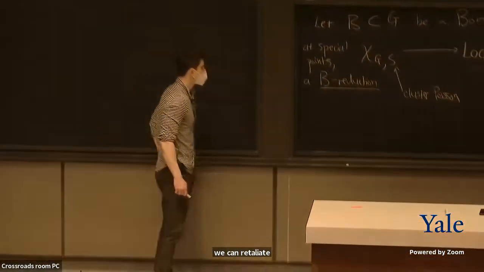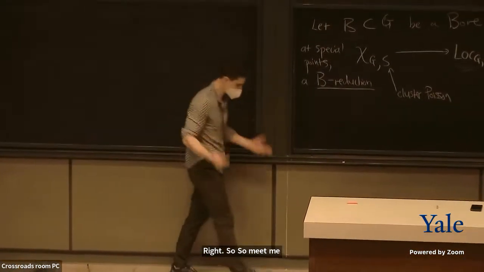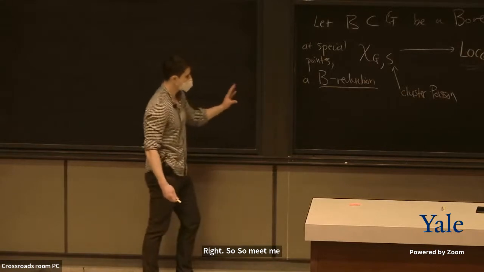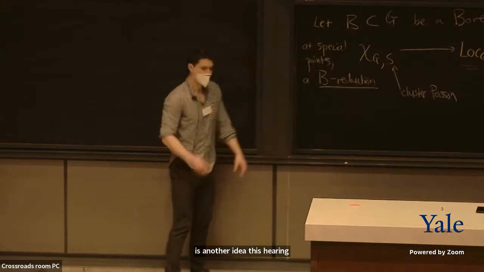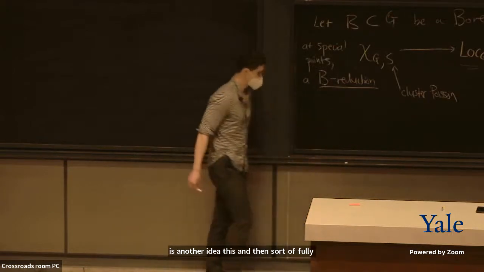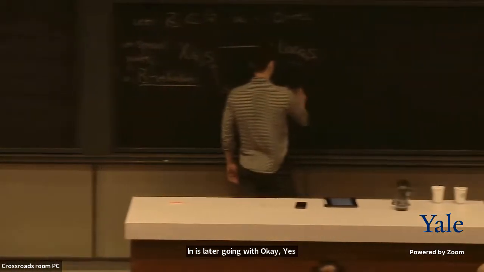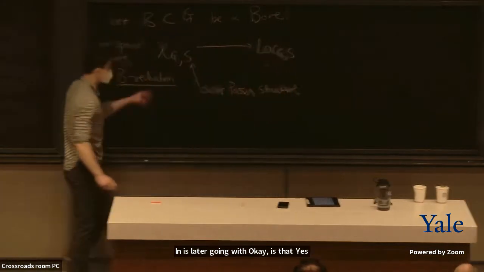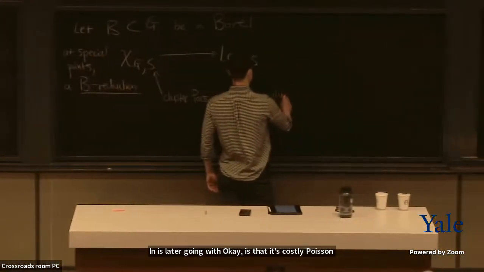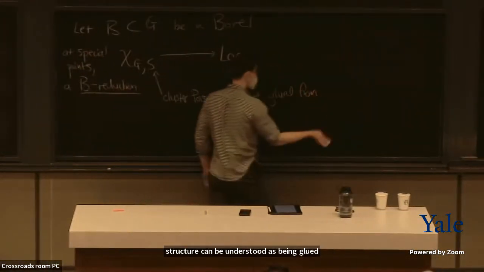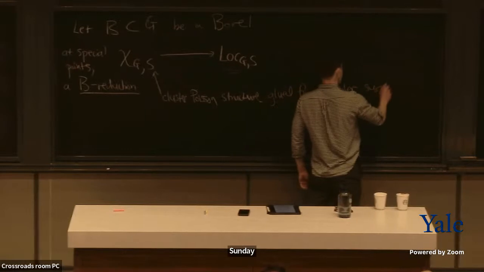Okay. Right. So the next piece of background that I want to mention is another idea first appearing in the work of Sasha and Volodya, and then fully developed in his later joint work with Shen, is that this cluster Poisson structure can be understood as being glued from those for simpler surfaces.